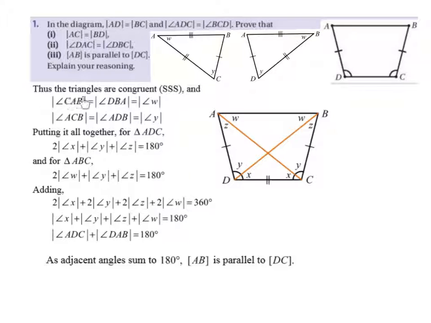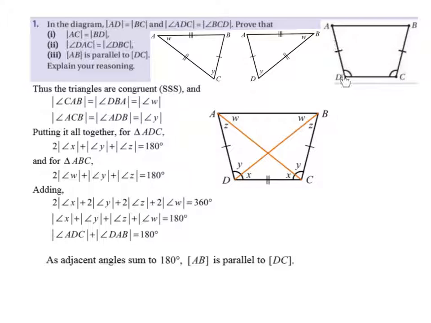So the angle CAB, which is labelled as W, is equal to this angle DBA, which is also labelled as W. So we've matched up those angles. The angle ACB, which we've labelled as Y, is equal to the angle ADB, which we've also labelled as Y. Putting it all together for the triangle ADC.